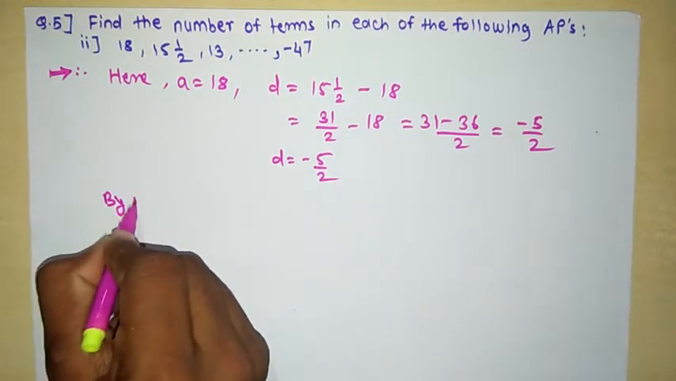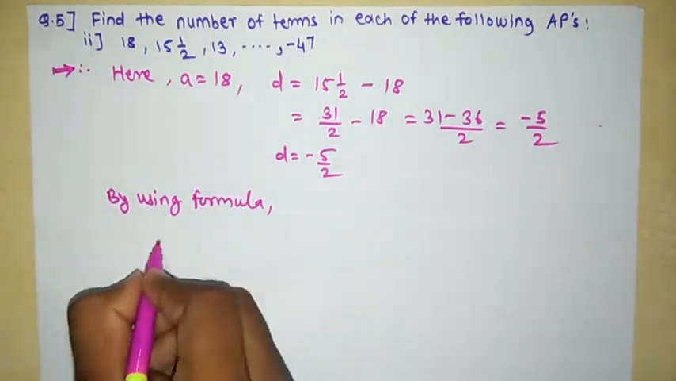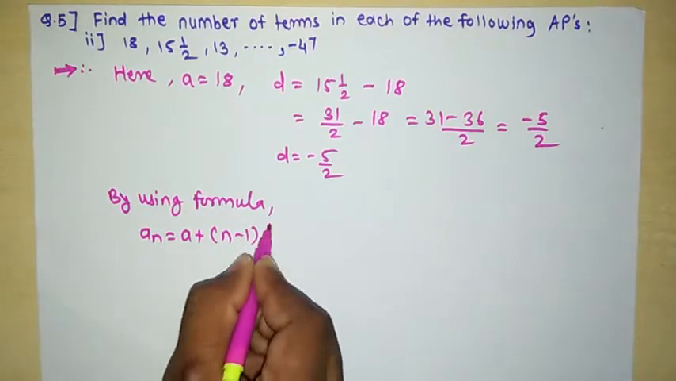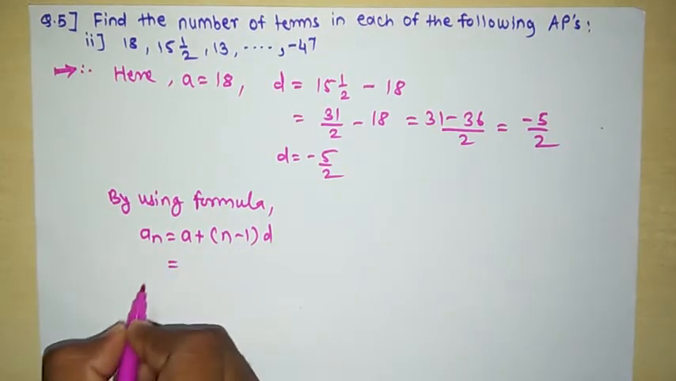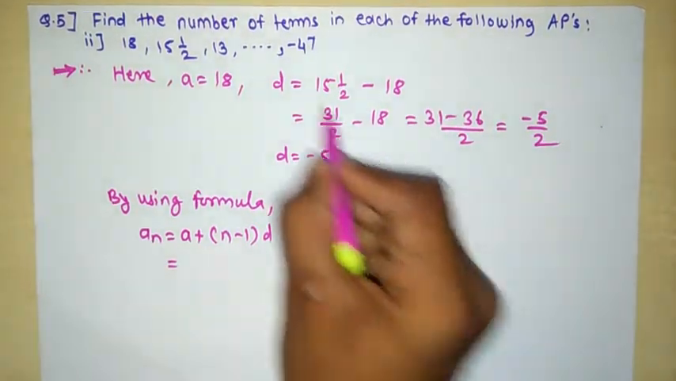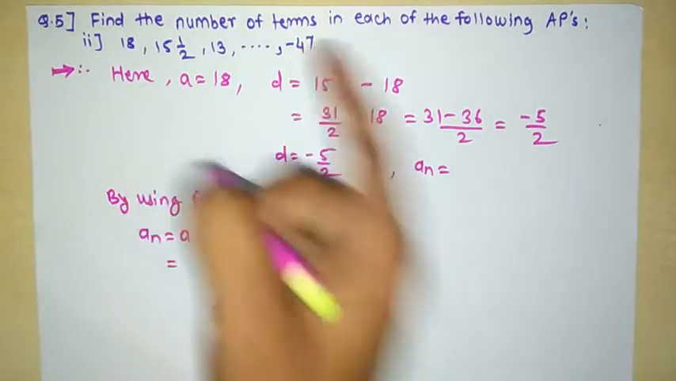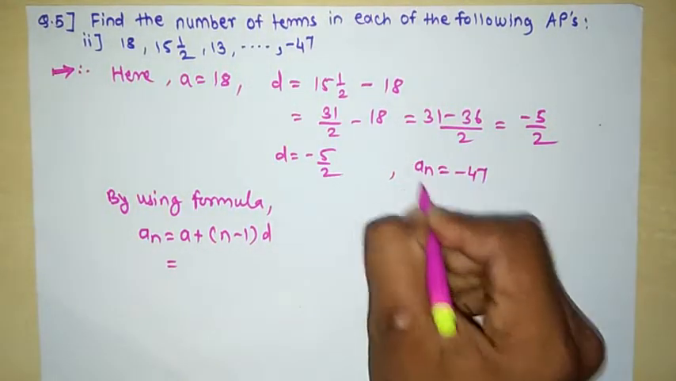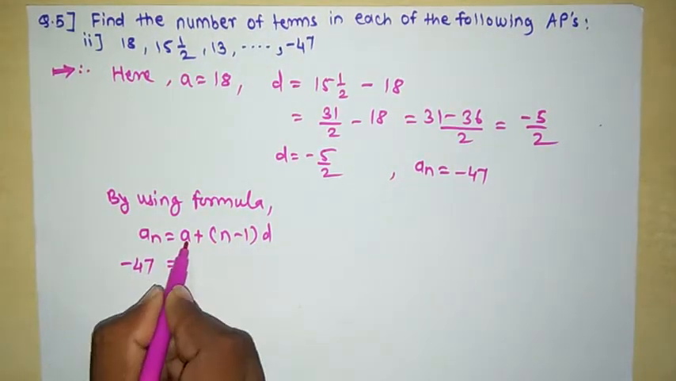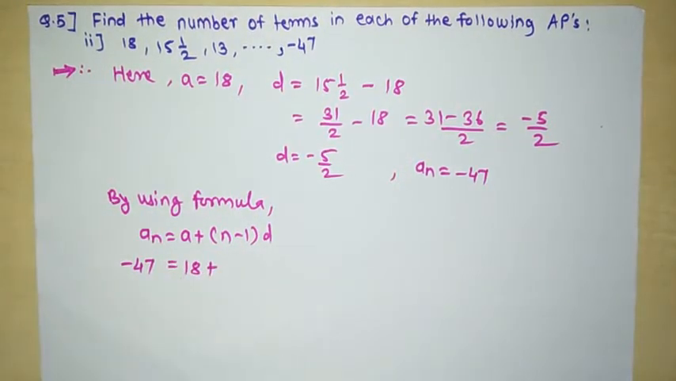By using the formula an is equal to a plus n minus 1 into d. Here one more thing we know, that is an is equal to how much? An is nothing but the last term. Last term is here minus 47. An is equal to minus 47, we know. Put here the value. An is equal to minus 47. A is equal to 18, that is the first term.